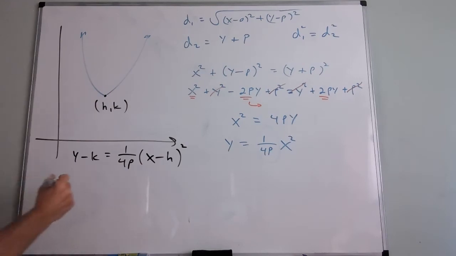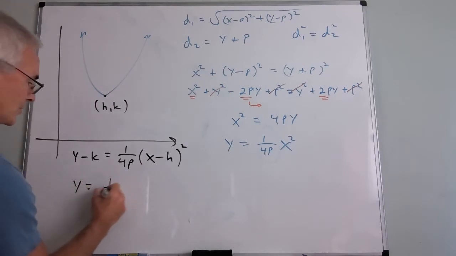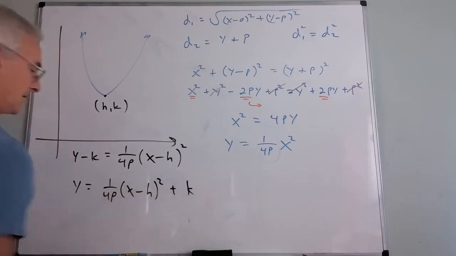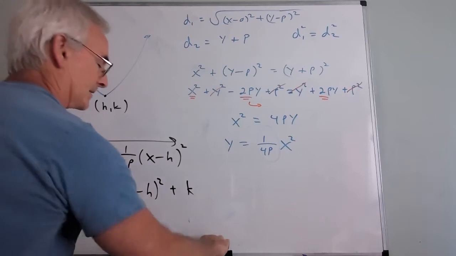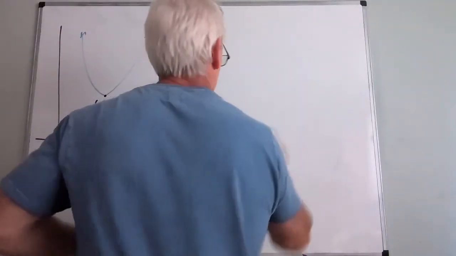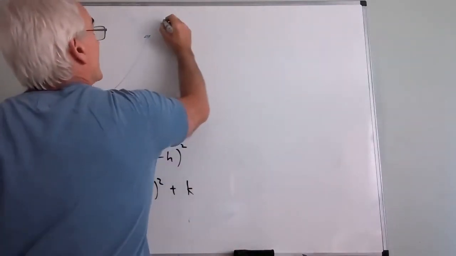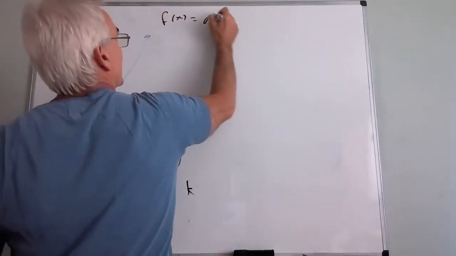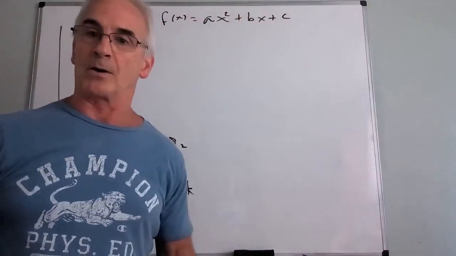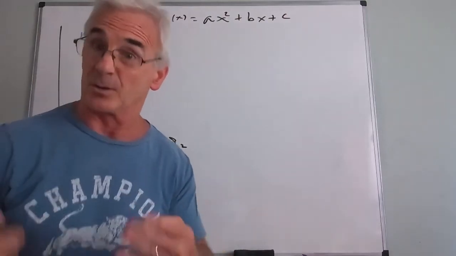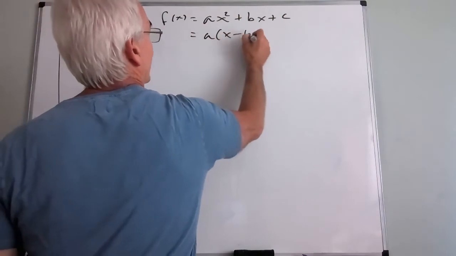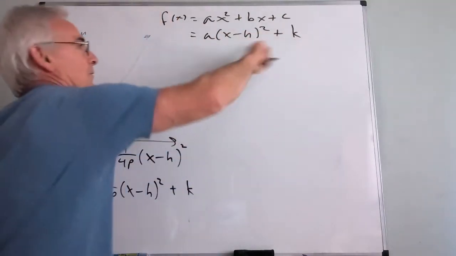Oh, well, how about if I rewrite it like this? y equals 1 over 4p times the quantity x minus h squared, plus k. Now I'm going to take you back a little bit again. In baby algebra, this is what you did. When you had f of x equals ax squared plus bx plus c, you either completed the square or you used the axis of symmetry to figure out where the vertex was. Then you always wrote your answer in this form. Does that ring a bell?